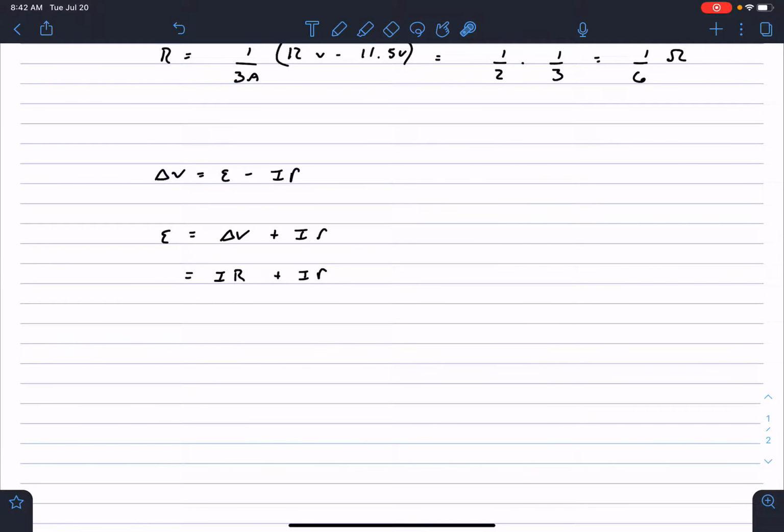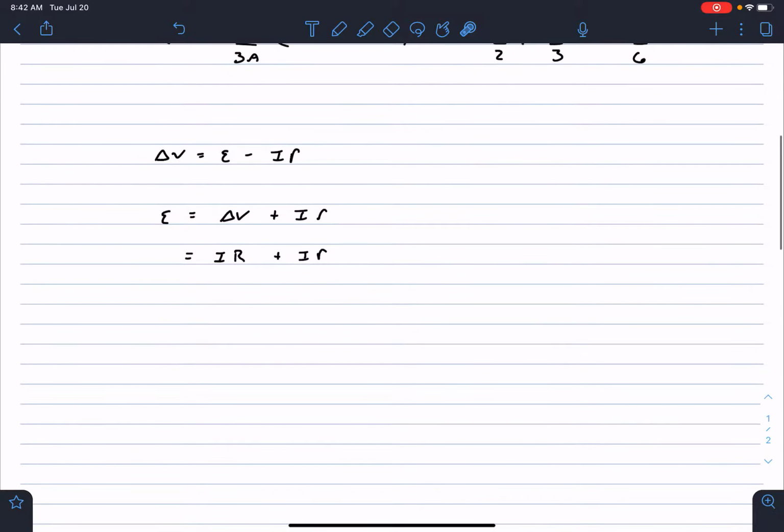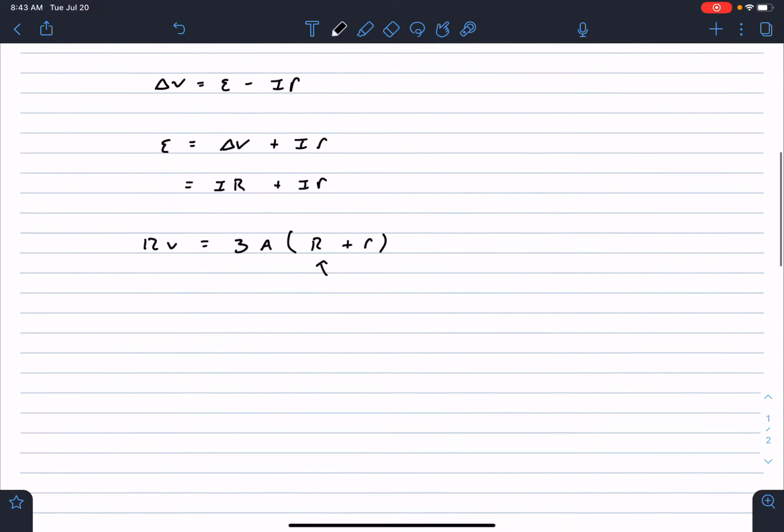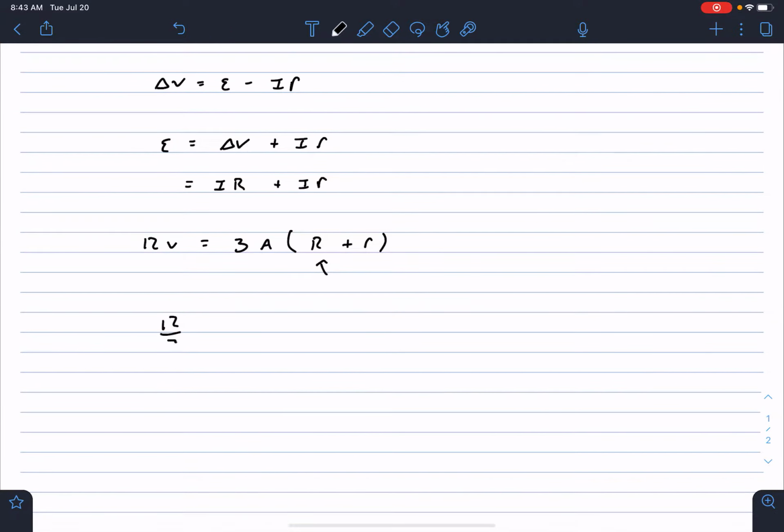internal resistance, right? And we're told that the EMF is 12 volts. And what else do we have? We have the current, which was 3 amps, times R plus little r. But we're actually solving for R, so I have to take this to the other side. 12 volts over 3 amps, which is going to give us a unit of ohms. And then we take minus little r, which is going to equal big R, our load resistance.